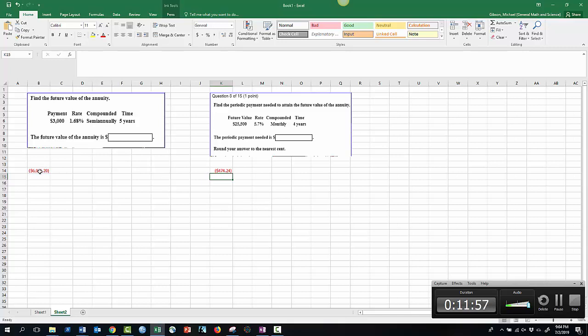If you're going to do a future value, it's equals FV. You'll note, by the way, when you click on the cell you put in, if you look up here, it shows you what you typed. If you ask about the payment, it's equals PMT. All right, let's jump back over. We're almost done.